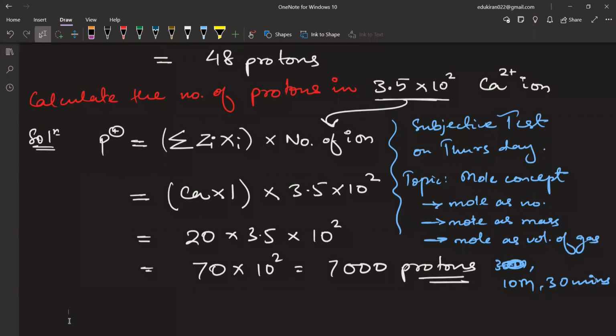Please write this: subjective test on Thursday. Topic is mole concept: mole as number, mole as mass, mole as volume of gas. 10 marks, 30 minutes.